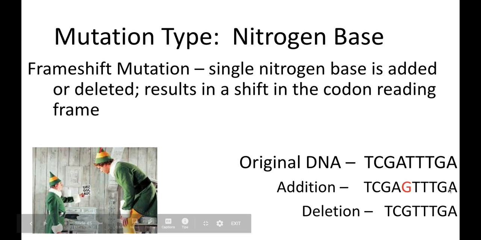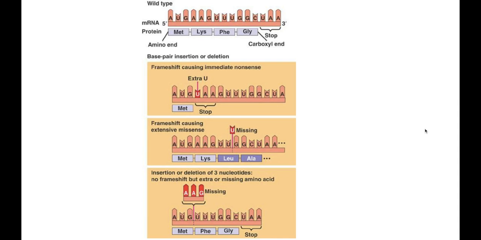Deletion would be the same, except I'm removing. So now instead of having ATT, I have TTT as the second codon. So here's another visual for that. I can see how the frame shift can cause that change. I could accidentally code for a stop codon, meaning the protein wouldn't form.